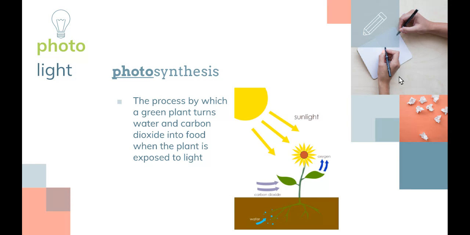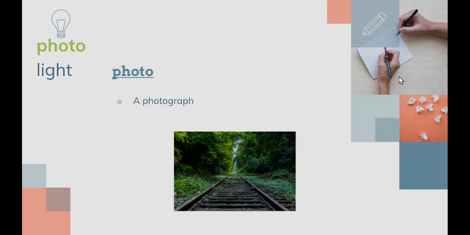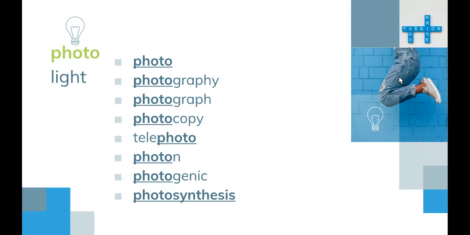Photosynthesis. This is the process by which a green plant turns water and carbon dioxide into food when the plant is exposed to light. So the sunlight goes down onto the leaves. They produce oxygen. They take in carbon dioxide, release oxygen. Water comes in. So photosynthesis is the process by which plants turn water and carbon dioxide into food, but you need light in order for that to happen. So make sure that you go through, I'll go back to the list, and put the words into the categories of whether they fall under the photo, which relates to pictures, or they're unrelated to that.